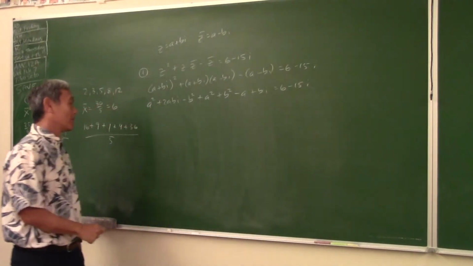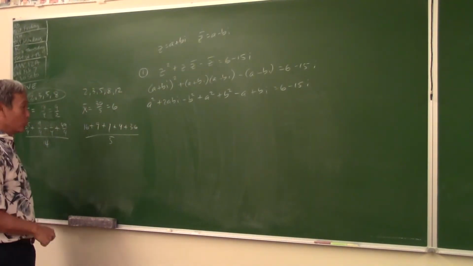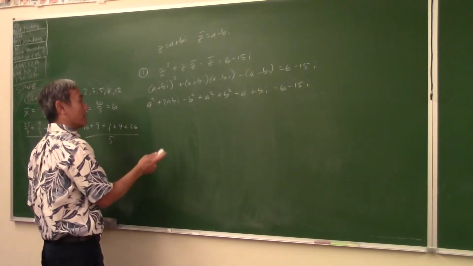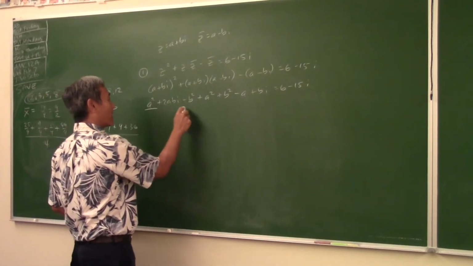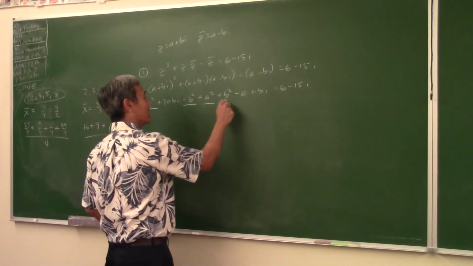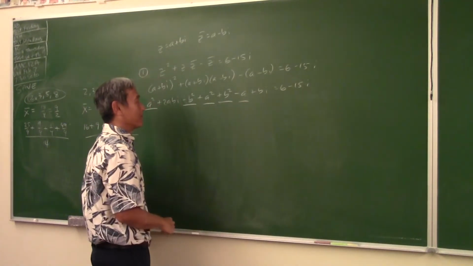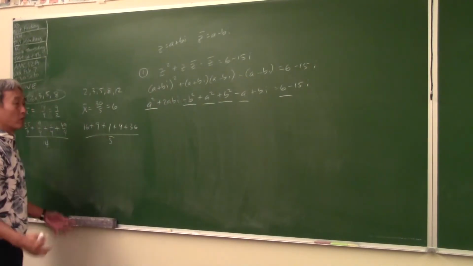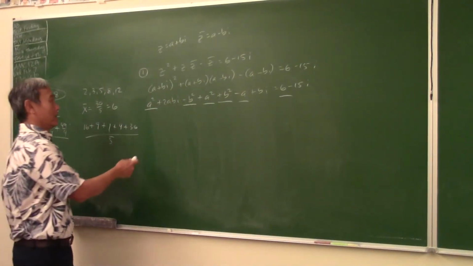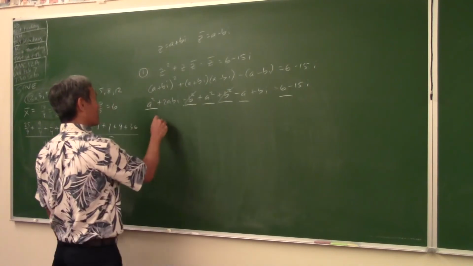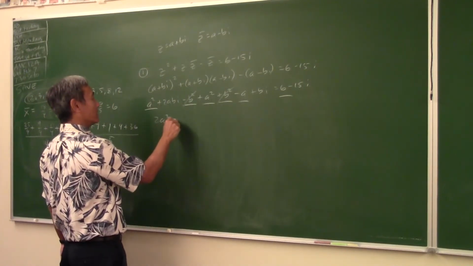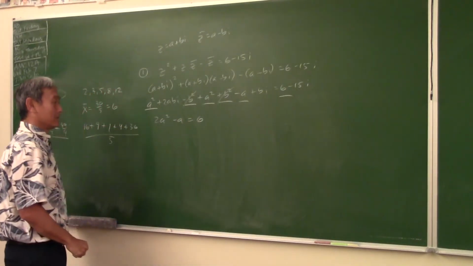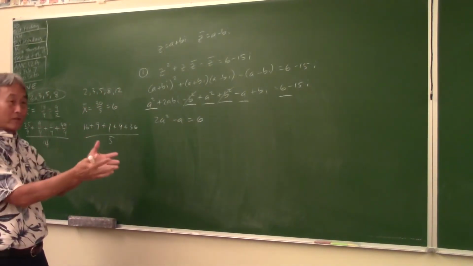Now, when you work with complex numbers, what do you do? You group the real and the imaginary part separately. So on the left side of the equation, the real parts are these, things that don't have i in them. And on the right side of the equation, that's the real part. So what you do is you equate the real parts. So notice all these cancel out. So what do you got? 2a squared minus a equals 6. You equate the real on the left with the real on the right.